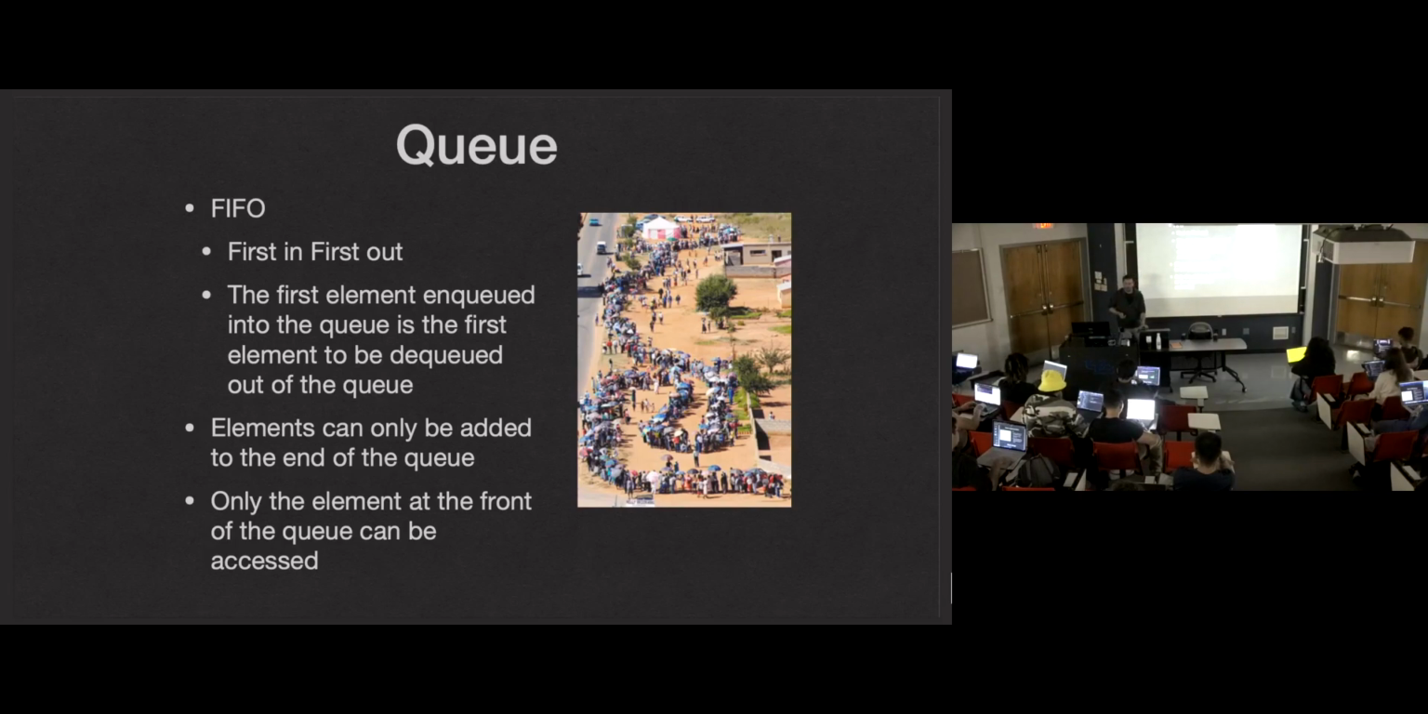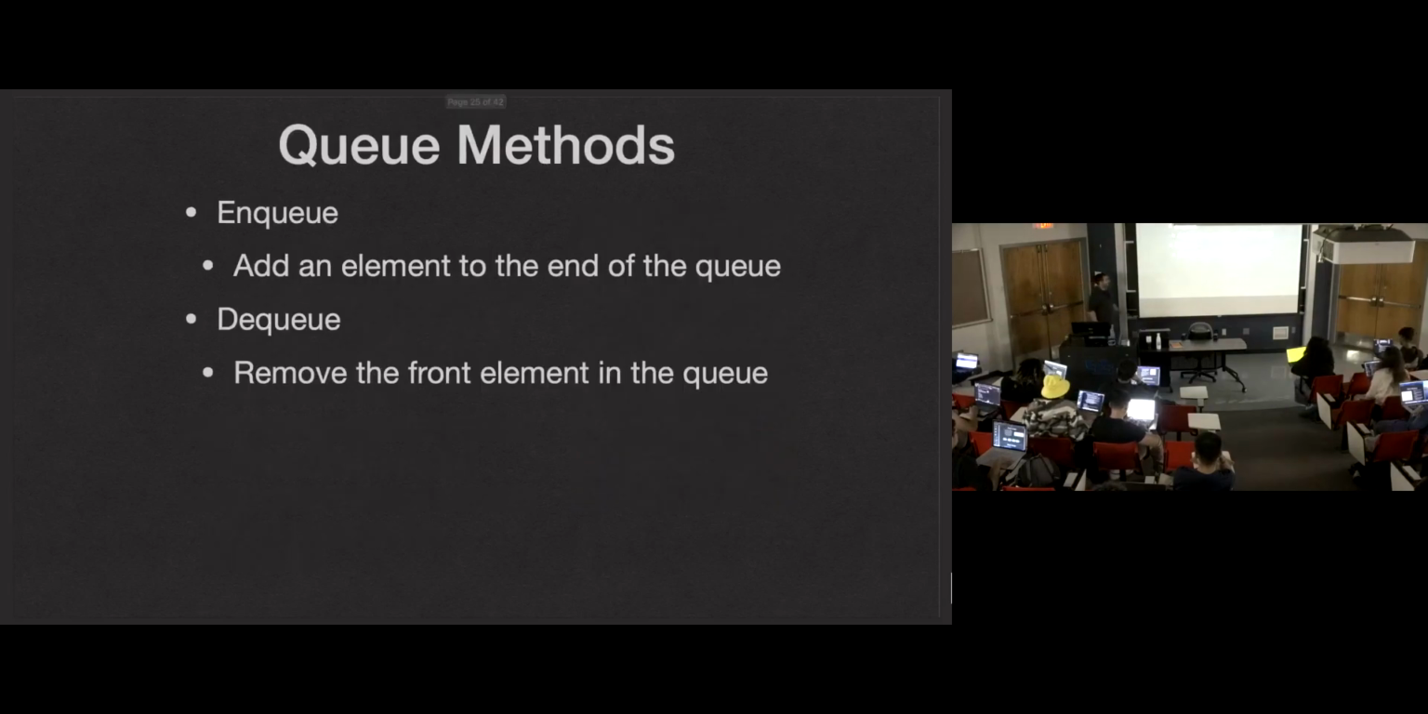All right, so queue. We know what queues are. You queue up at the back. You dequeue at the front. This is our first in, first out data structure. And with this, just like push and pop, we're going to have enqueue and dequeue. We're going to enqueue at the end and dequeue from the front of the queue.